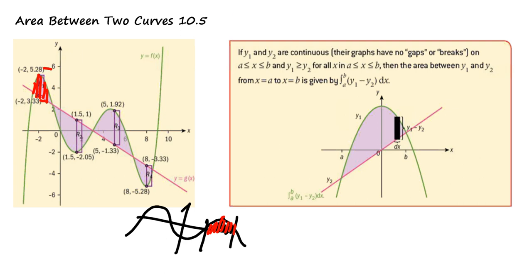What ends up happening when we do that is sometimes one function is on top. For instance, the green function is on top, so I'm going to take this height of 5.28 and subtract the height of 3.33 because the pink one is below. But then when I get to this region here, now the pink is above and the green is below, so I'm going to take the height of this point and subtract the height of this point to find my total height. And then I'm back to my green one on top, and then my pink one on top, and then my green one.